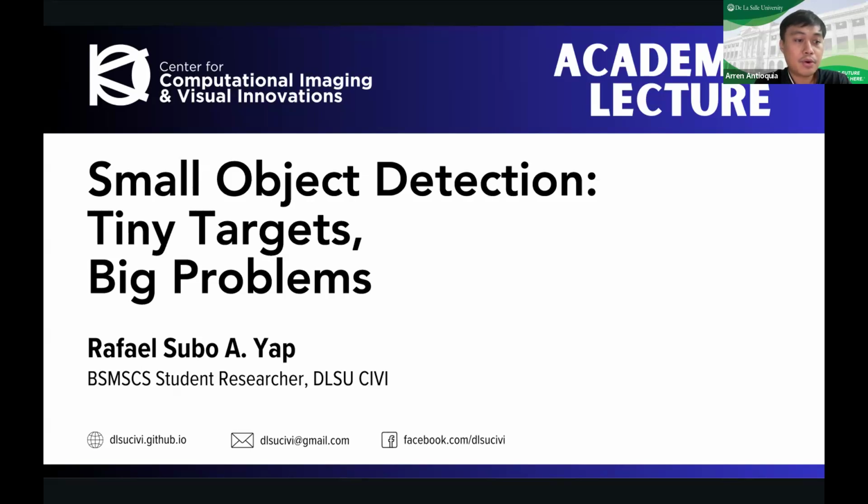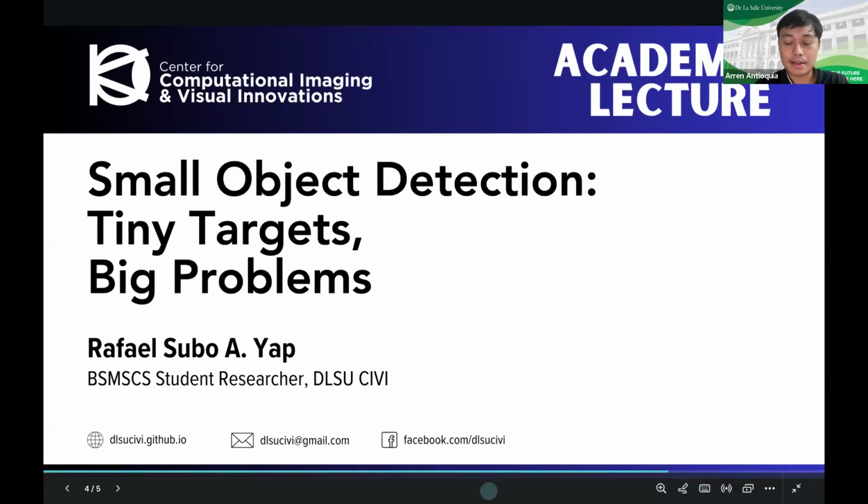His current research focuses on the optimization of deep learning models, trying to count small objects, in particular, mosquito egg detection, as a tool for vector surveillance and public health. So I will now turn over the floor to Rafael. Rafael, you may share your screen and start your presentation.